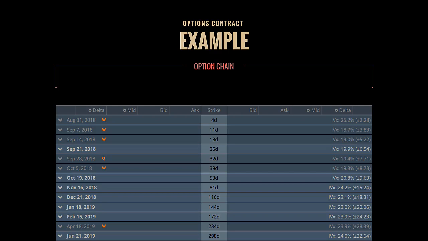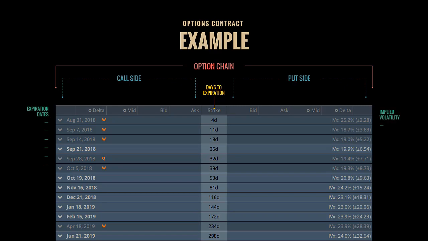Call contracts and put contracts are generally going to be listed on the left and right side of the option chain, respectively. The call side will be on the left side and the put side will be on the right side on most option chains in most brokerage accounts. So when you go in and you're looking for your particular options, that's where you should look. The days until expiration will be listed in the middle, expiration dates down the left, implied volatility down the right.